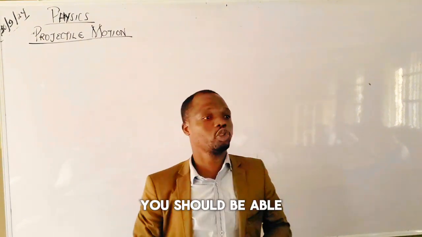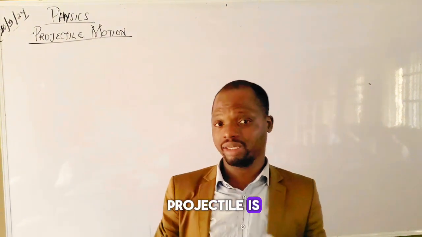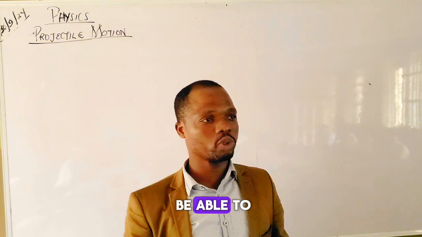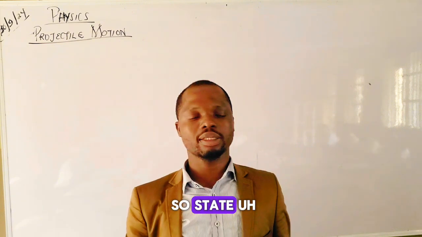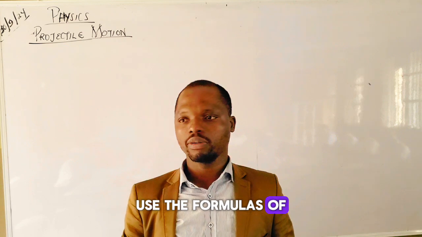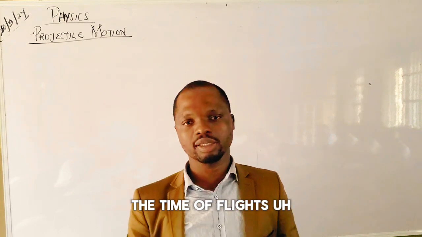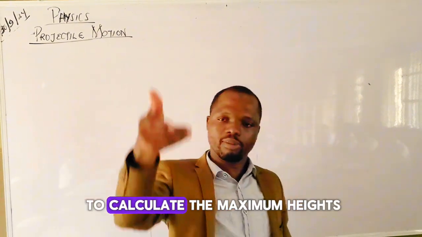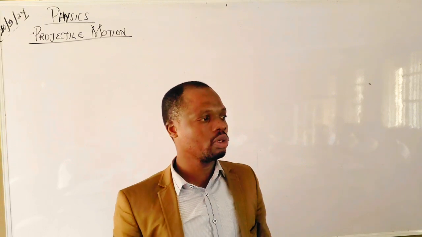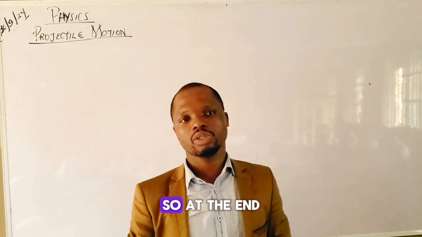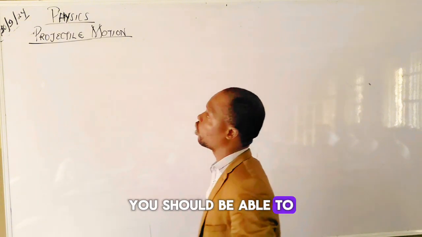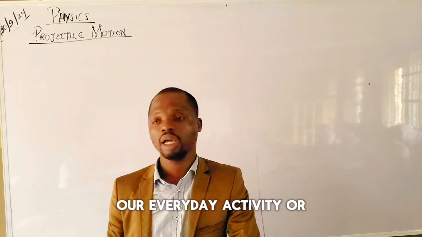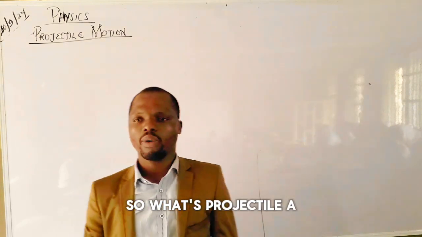And at the end of this class, you should be able to explain what a projectile is and the kind of motion a projectile undergoes. You should be able to state and use the formulas to calculate the time of flight from the starting point to the end point. Then you must be able to calculate the maximum height, the horizontal level. You should be able to use a formula to calculate the range. And you should be able to state some examples of projectiles in our everyday activity or everyday life.